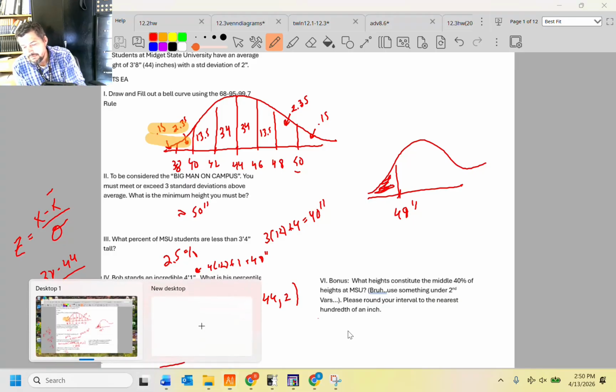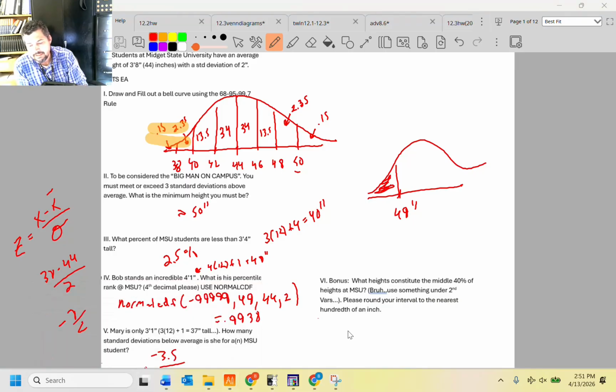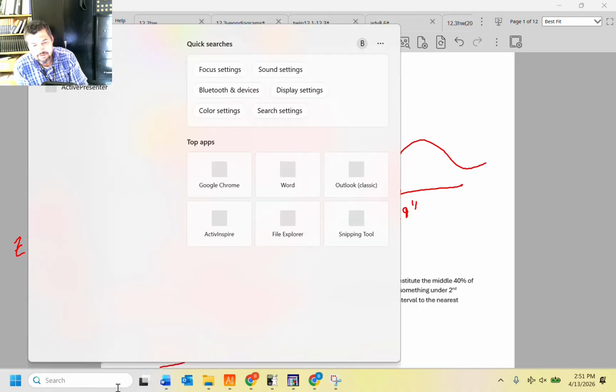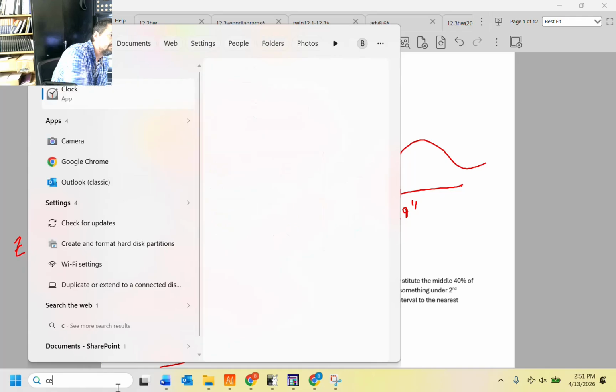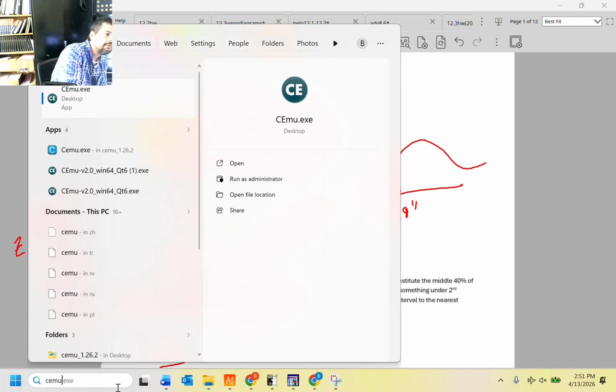And the bonus, what heights constitute the middle 40% of the heights at MSU? Let's see here. I've got to use a different calculator for this. I have to use the CMU app to do it.